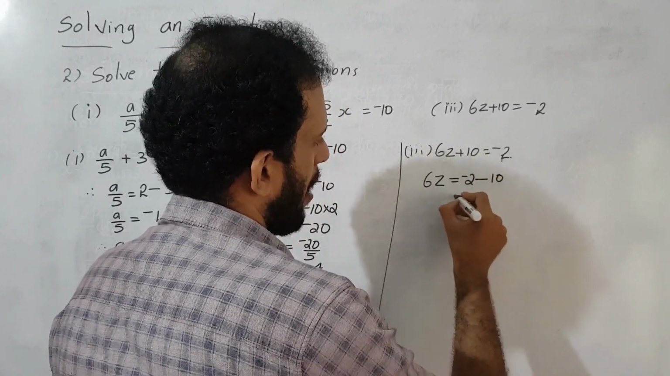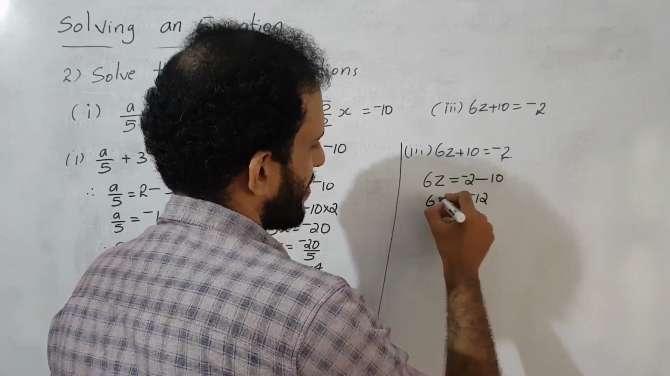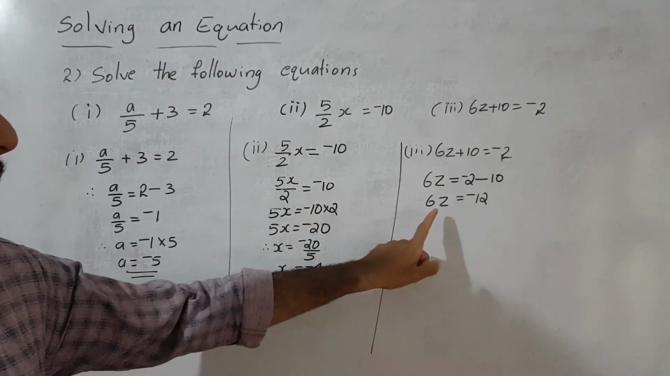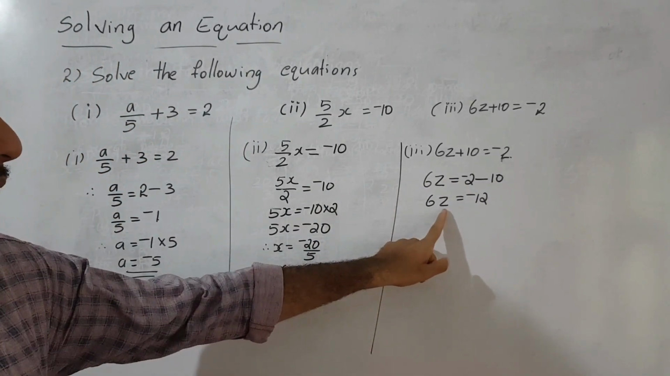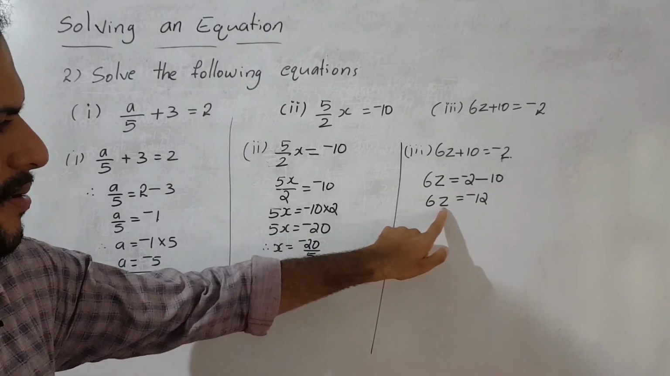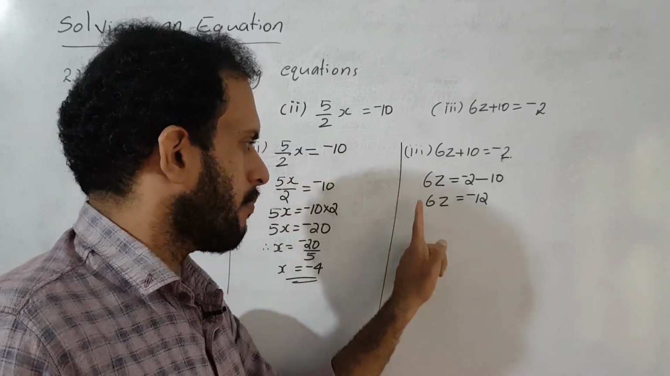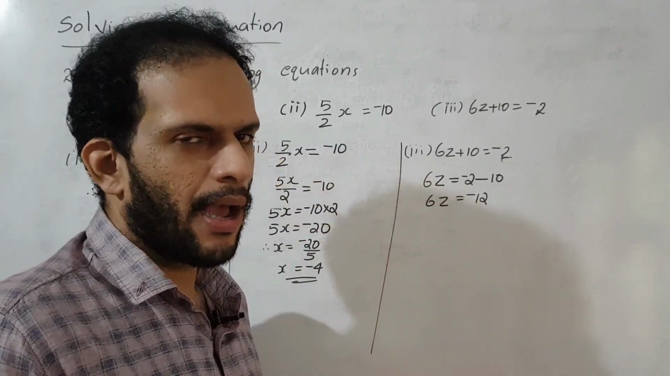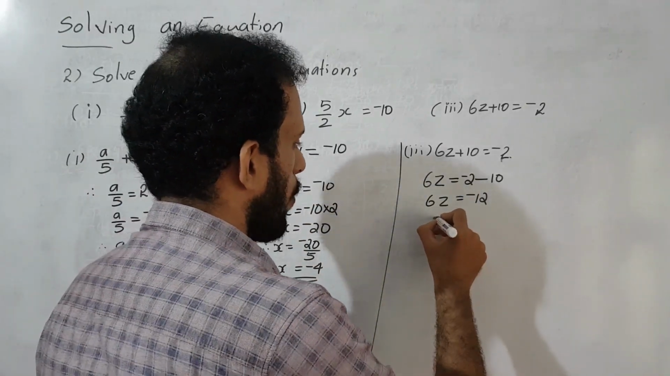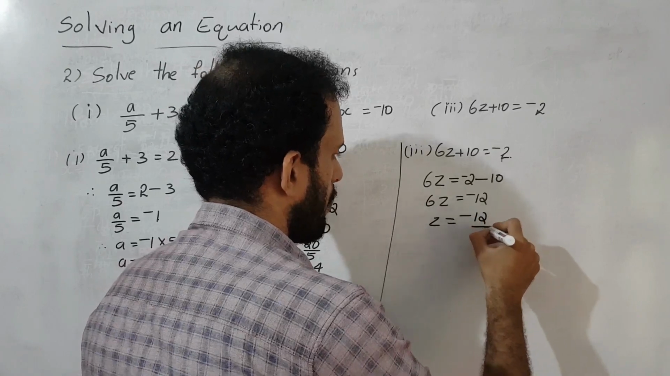Then minus 2 minus 10 is equal to minus 12. Then 6z is equal to minus 12. Now we check, do we have any number with the variable z? Yes, we have a number with the variable z. That one is 6. Then what are we doing? 6 and z are multiplying. So we take this 6 from LHS to RHS. What happens there? It becomes a divide. Its operation will change to the opposite. Then it is divide. Minus 12 divided by 6.